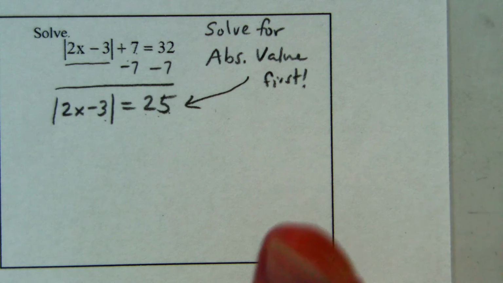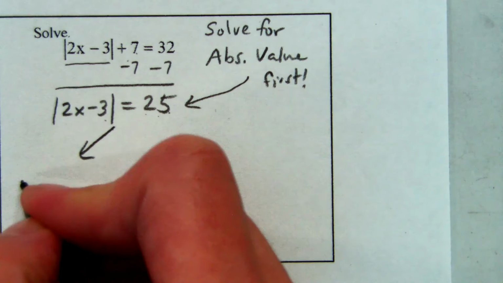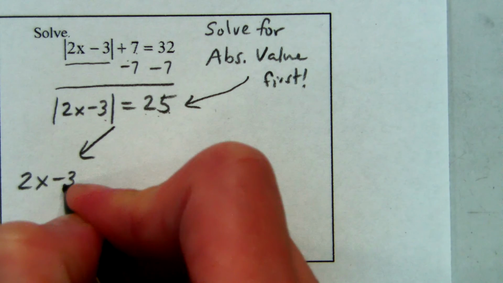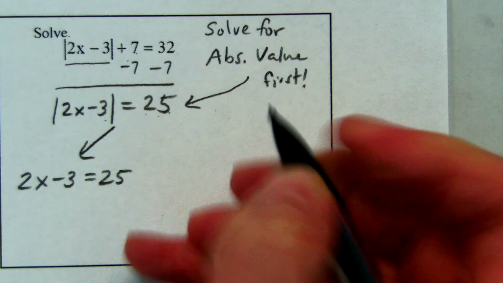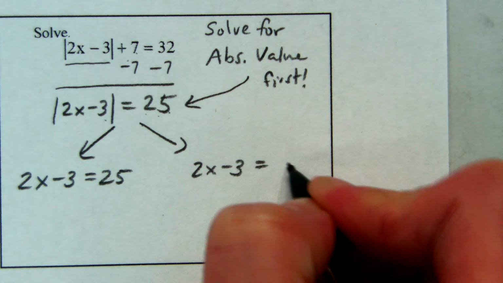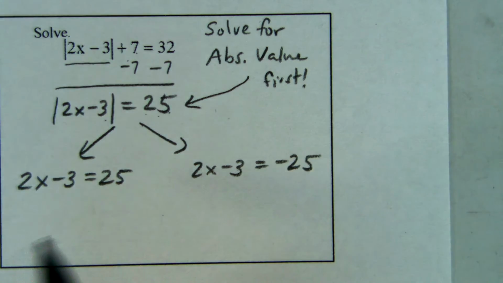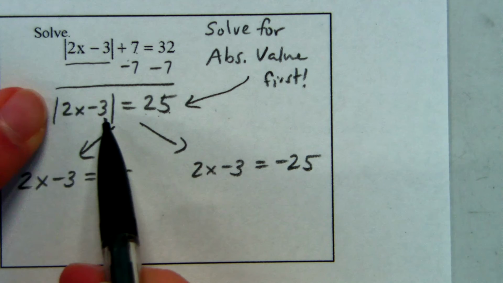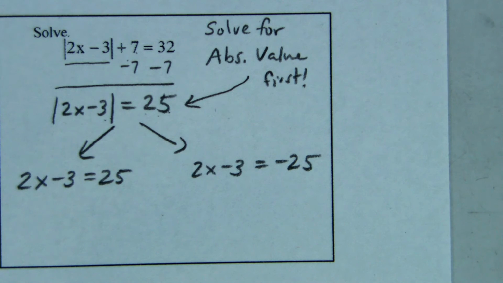That's when you go ahead and break it apart. So then I would have 2x minus 3 equals positive 25, and 2x minus 3 equals negative 25. So you cannot break it apart until you have this absolute value all by itself. There's nothing on the outside.